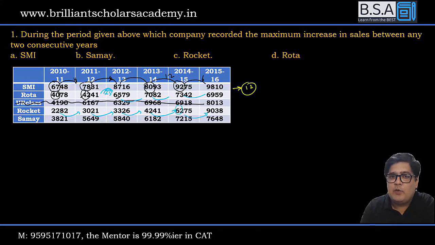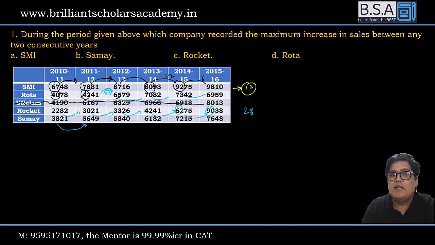From 62 to 90, there is 28 more. That looks like the highest. Is there 28 more? No. That is 3 more. That is 11 more. That is 4 more. So the highest is 28. Which one? Rocket.